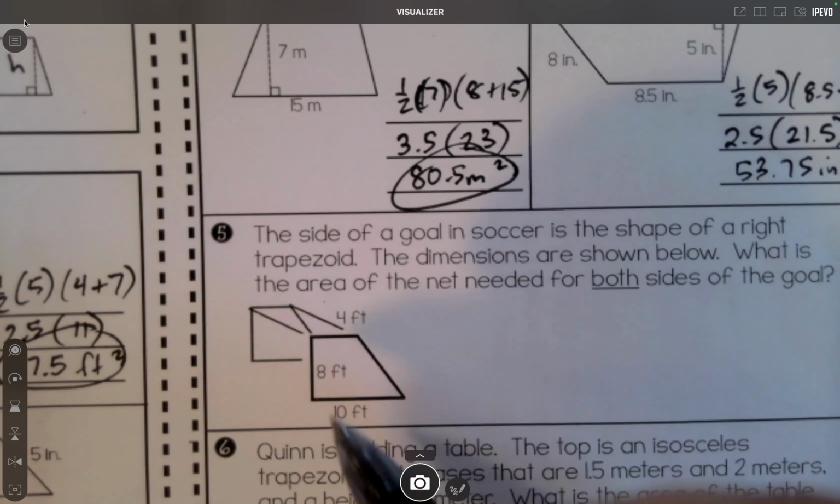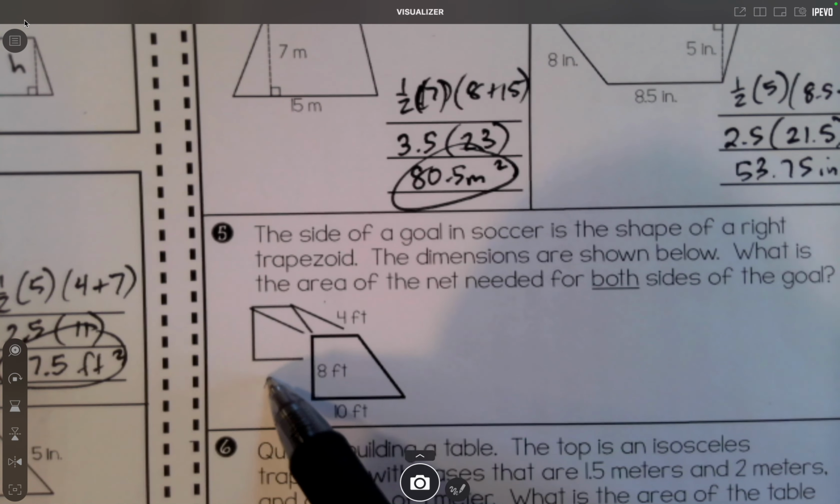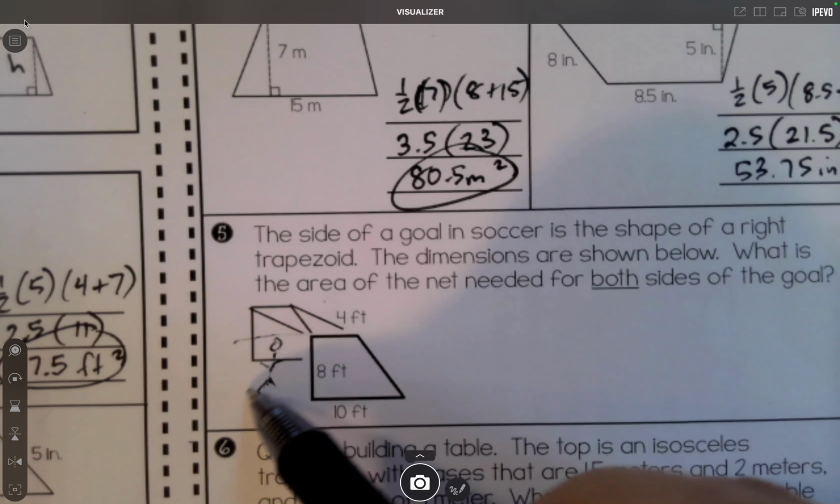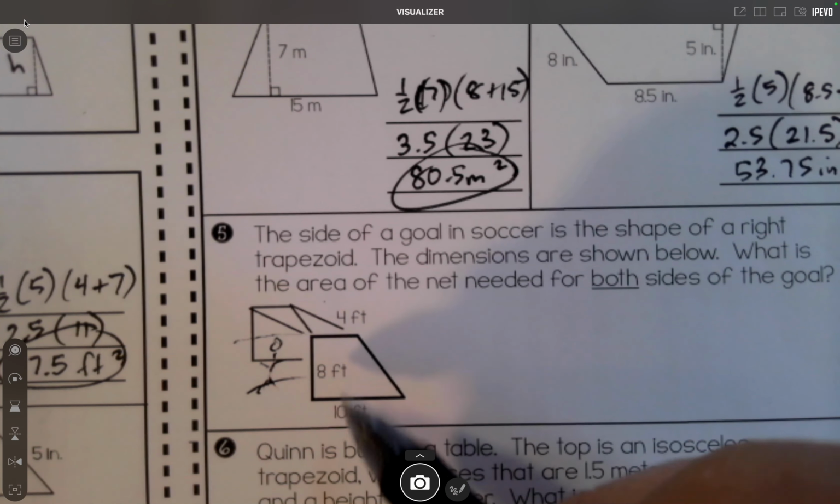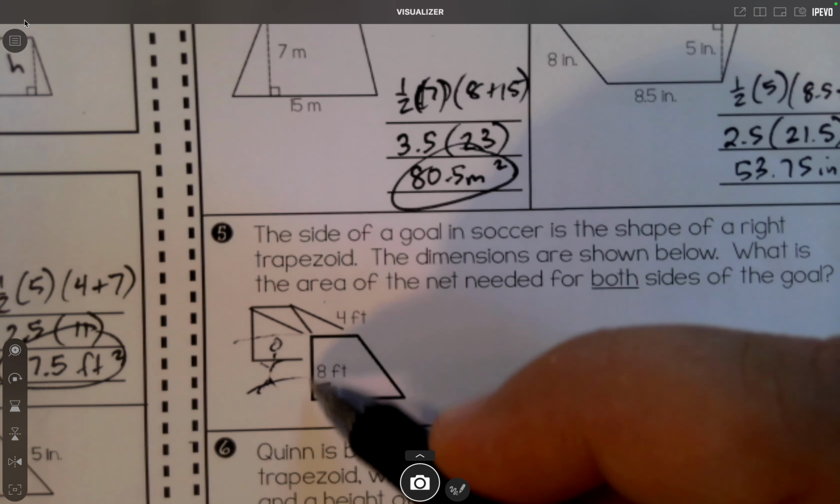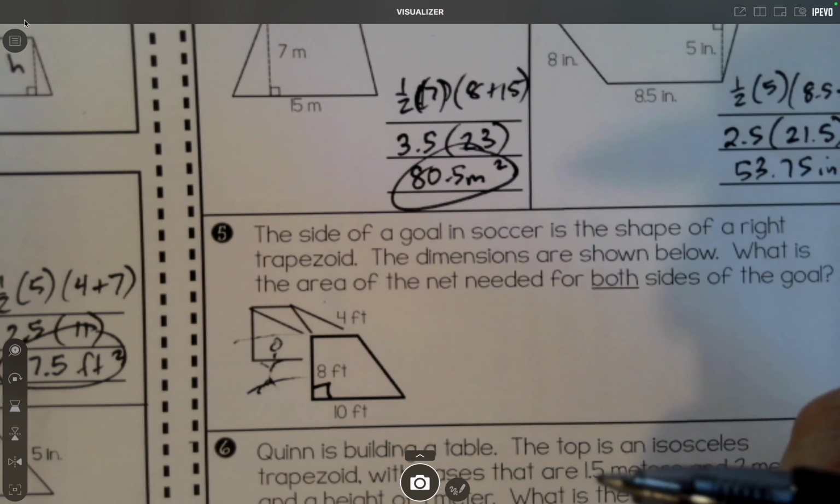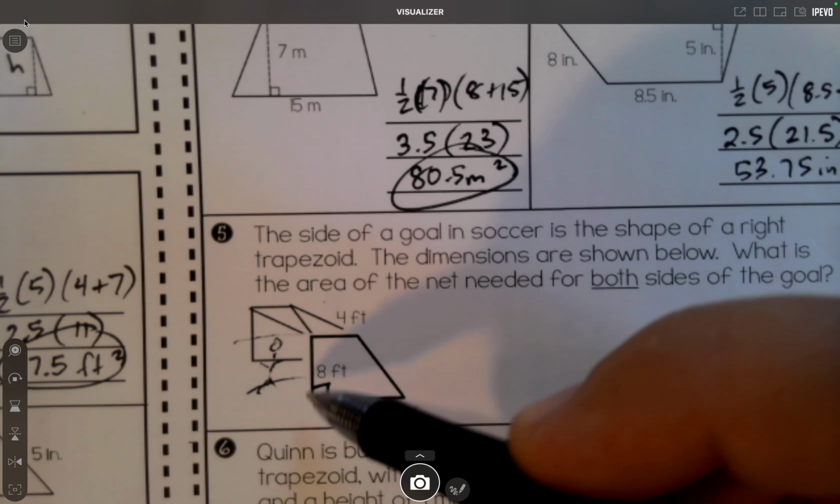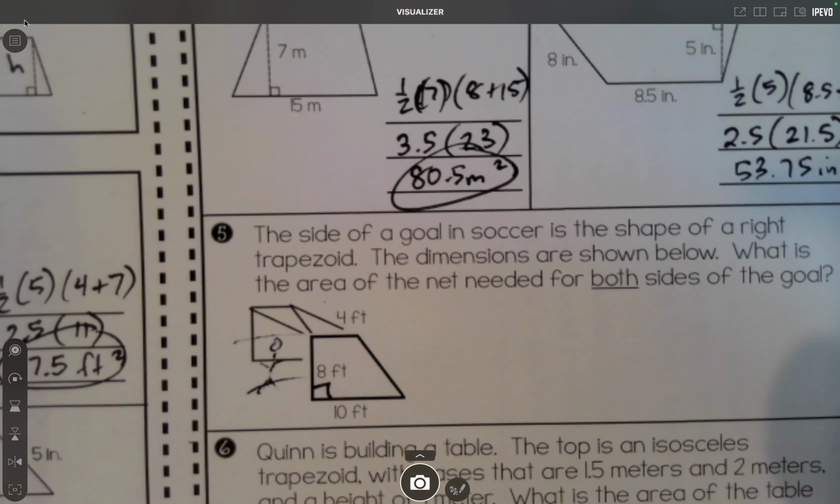So on this, which again is a soccer goal, if you're trying to visualize it, the goalie would be right here, trying to block the ball from going in the net. So this is the side of it, and this forms a right angle right here. So this is a right trapezoid because this side, the pole of the goal that the goalie has to make sure doesn't run into, is perpendicular to the ground, which is where one of the bases sits. So what is the area of the net needed for both sides of the goal?